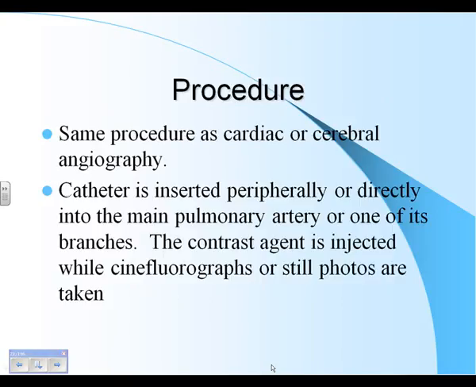As I said, it's the same procedure as you would have for the cardiac angiography. You have the catheter that's placed peripherally or directly into that main pulmonary artery. Most of the time it is done peripherally, and it's usually inserted in the femoral artery and goes up through to the heart and to the lungs. Patients should be NPO for 4 to 8 hours prior to the procedure.